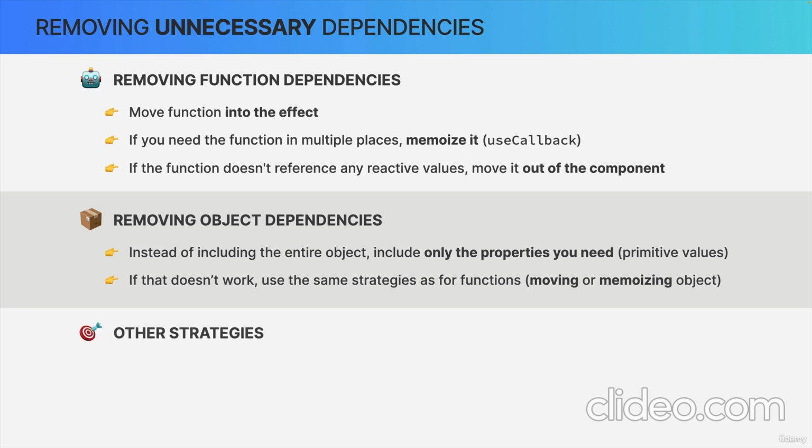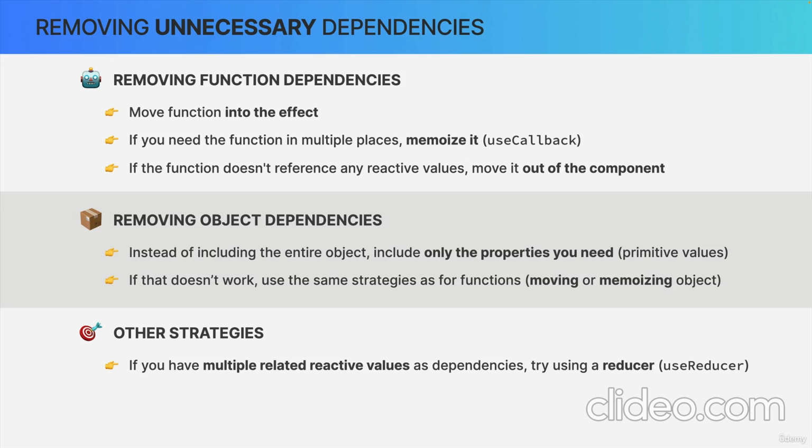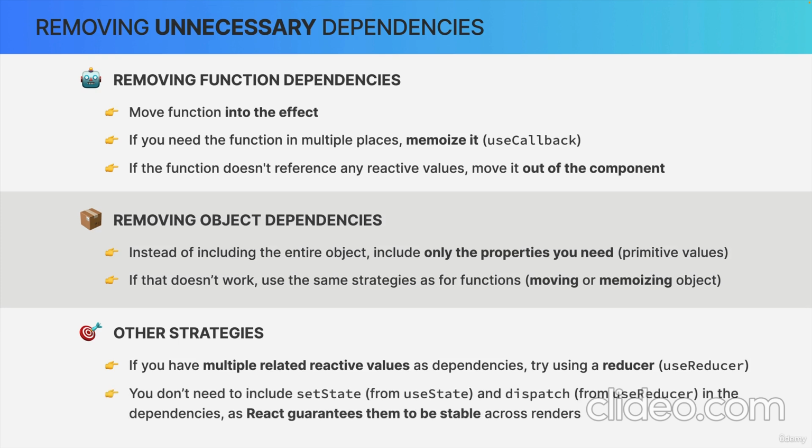First, if you find yourself in a situation where your dependency list includes multiple reactive values that are related to one another, you can try using a reducer with useReducer. So sometimes a reducer can really be like a secret weapon that makes all your dependency problems completely go away. Also, there's no need to include the setState function from useState or the dispatch function from useReducer in the dependency list, because React guarantees that these are stable between renders.